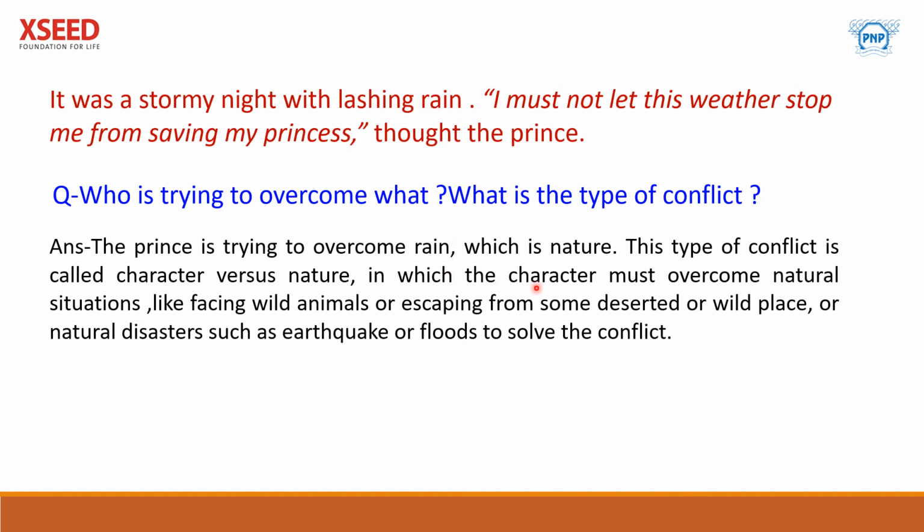nature, in which the character must overcome natural situations like facing wild animals or escaping from some deserted or wild place, or natural disasters such as earthquakes or floods to solve the conflict. Correct? So there are two important things in this dialogue. One is nature, second is that the prince is the character of the story. Such a type of conflict is known as a simple character versus nature conflict. Correct? I hope you have understood this example also.